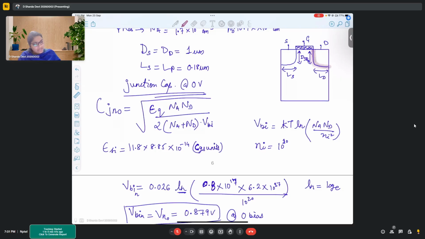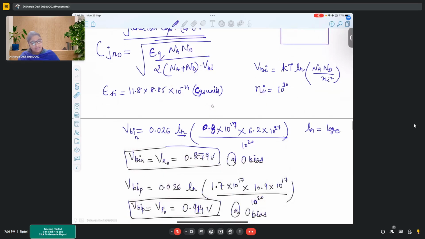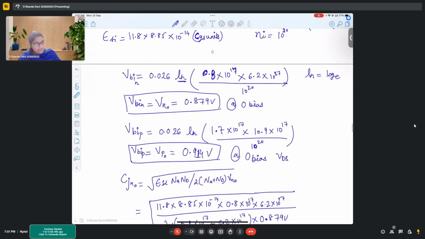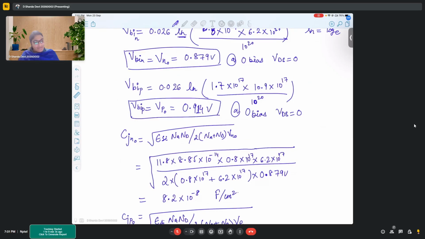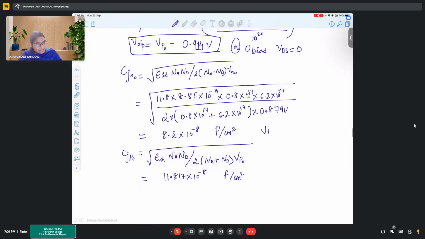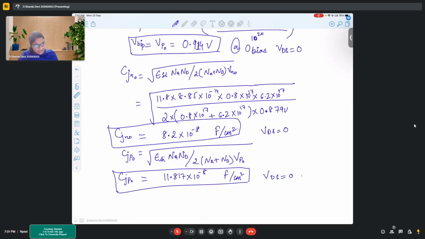So when I say junction with zero bias, that means my VDS is zero. Junction with some bias means there is some bias at my VDS, because reverse bias gives you that separation in charge, which will lead to capacitance. So this is at VDS equal to 0. This is at VDS equal to 0. Cj n naught, Cj p naught. Now we have found out Cjn naught and Cjp naught.